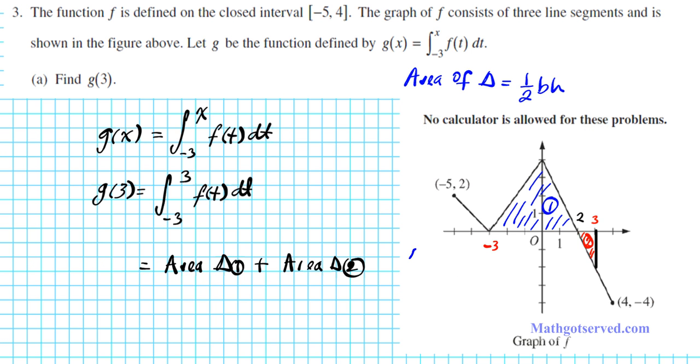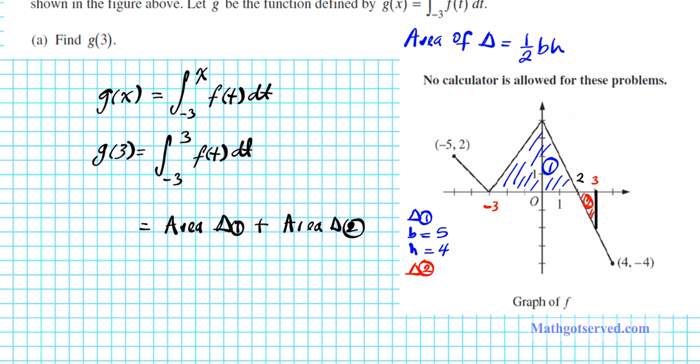For triangle 1, the base is, you're going from -3 to 2, so that's 1, 2, 3, 4, 5 units. And the height, the perpendicular height from the base, is 1, 2, 3, 4. All right. And then for triangle 2, the base, you're going from 2 to 3, so that's 1 unit. And the height, how low do you go from 0 here?